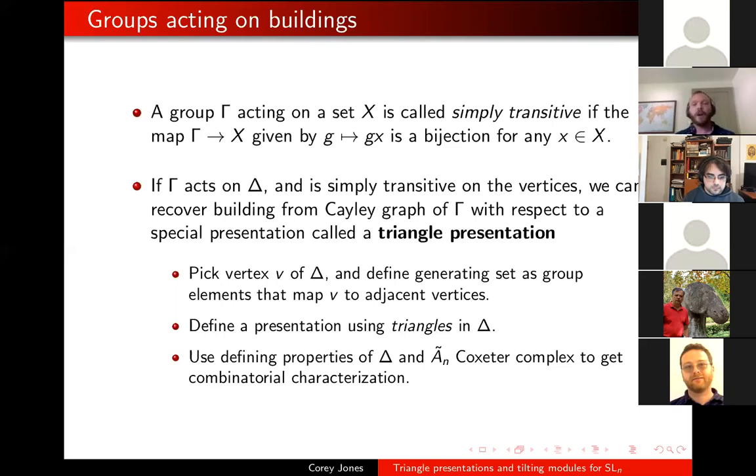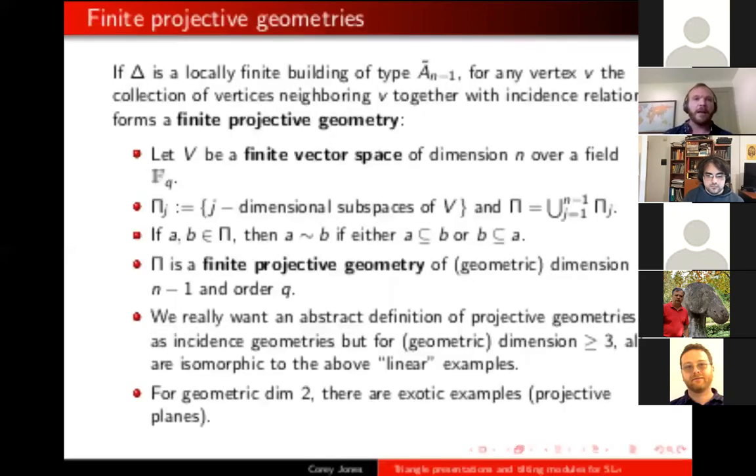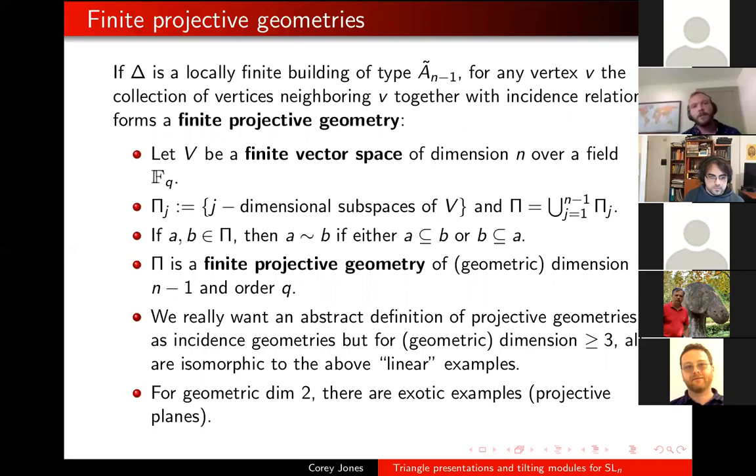And you can write down an axiomatization of what kind of abstract presentation will be coming from one of these groups acting simply transitively on an affine A_n building. And I'll say that theorem in a little bit, but first I'm going to tell you the combinatorial definition of a triangle presentation. Okay, and to do that, I just want to remind you guys about finite projective geometries.